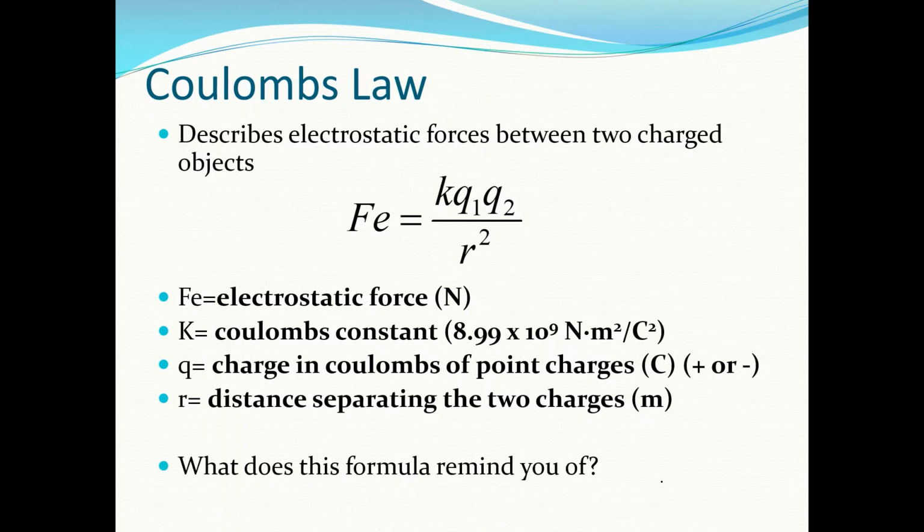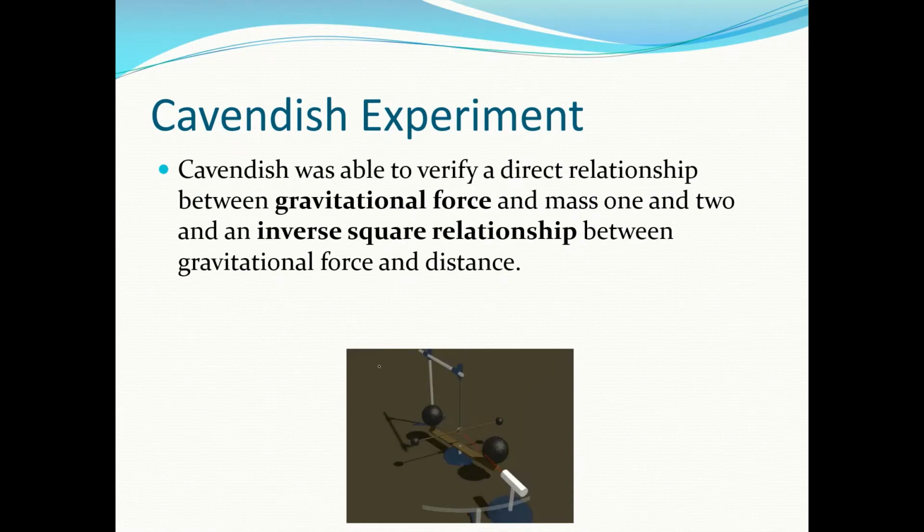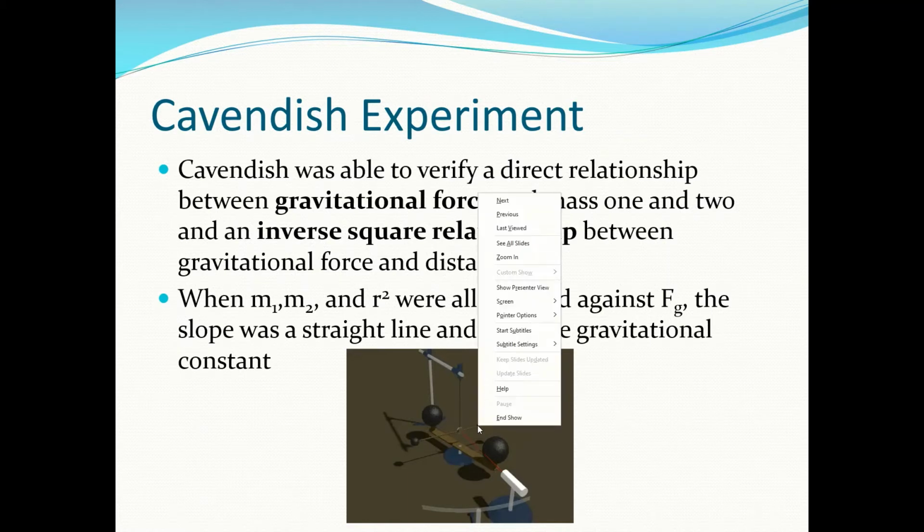And what does this formula remind me of? Well, it reminds me of Fg equals G m1 m2 all over r squared. It looks almost identical. So you need to be aware of the Cavendish experiment. Cavendish was able to verify a direct relationship between gravitational force and mass 1 and mass 2, and an inverse relationship between gravitational force and distance. When mass 1, mass 2, and r squared were all graphed against Fg, the slope of the straight line gave us the gravitational constant. So this is Cavendish's experiment.